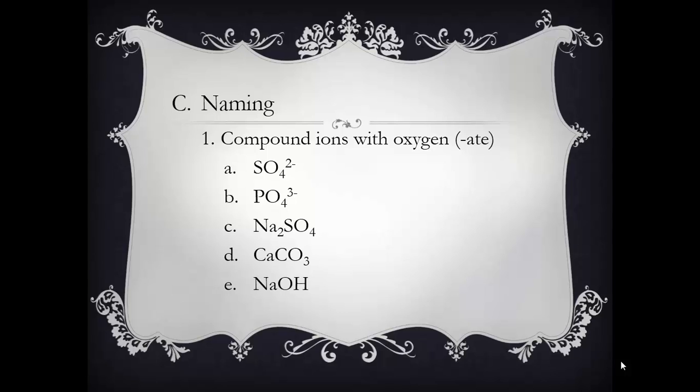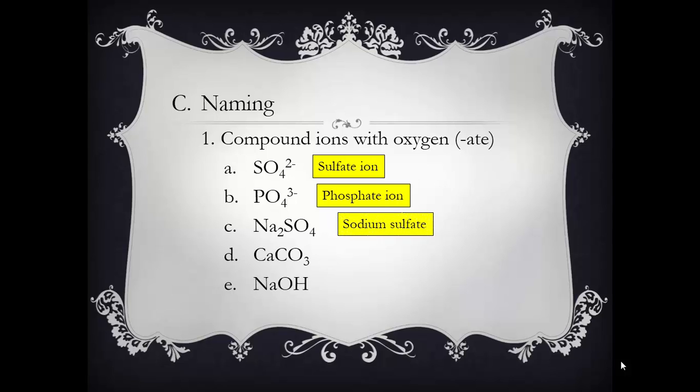Okay, here's some other compounds with oxygen. The first 2 you already talked about with the common polyatomics, sulfate ion and phosphate ion. And here we have sodium sulfate, and then CO3 is carbonate, it's calcium carbonate, and OH is hydroxide, so it's sodium hydroxide.